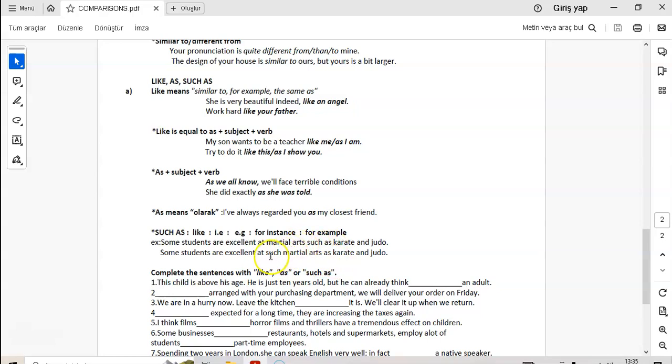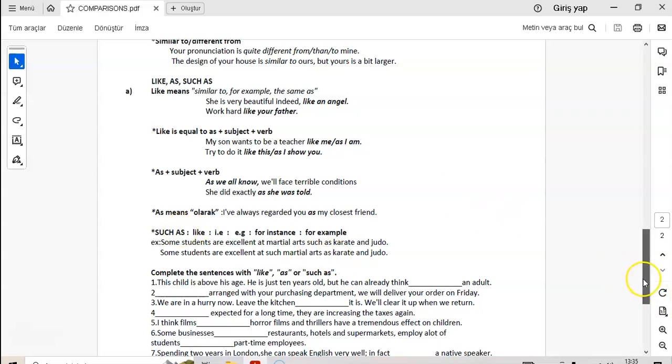And sometimes you can see such as together in the same place. Sometimes such is separated from as, this way. After such, you write the name, the topic, the category, and then you write as, and you give the example. For example, I am good at such lessons as maths, English, and physics. That's the way it is.